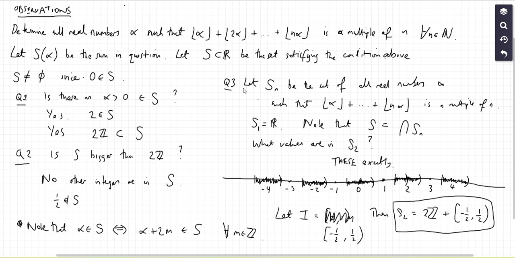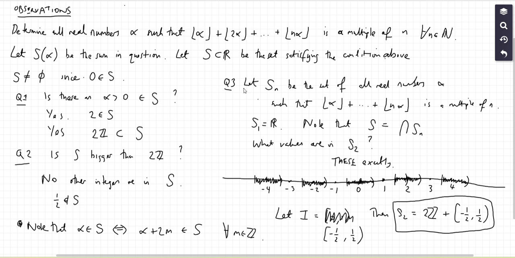To summarize what we've got so far, if S is the set satisfying the condition above, it contains the even integers and doesn't contain the odd integers. We've split that set up in terms of S of n, where we fix the n that is in the problem statement. We've also found that if we have a value that's in S, then any shift of that by an integer must be in S as well.